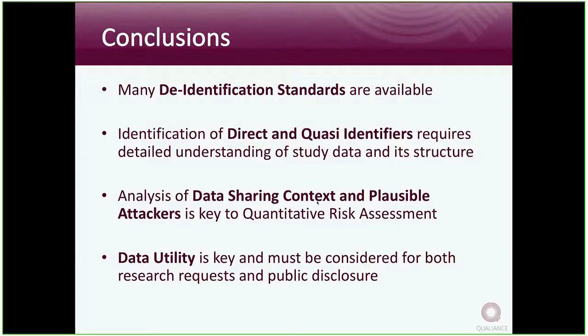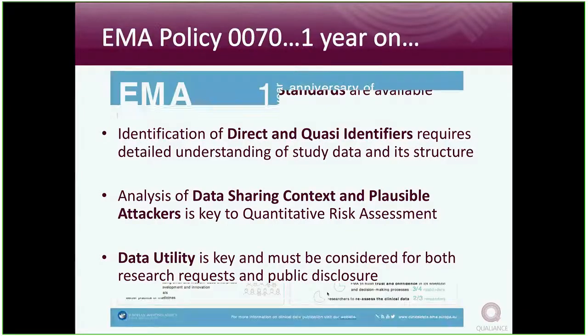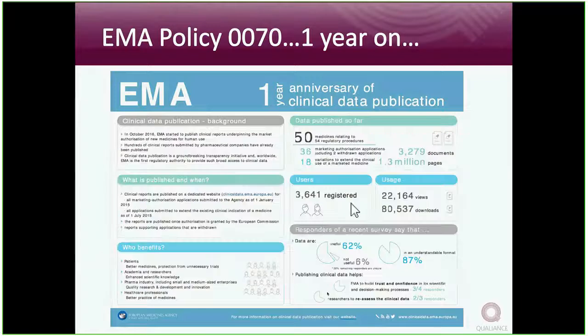And finally, data utility is key and must be considered for both research requests and public disclosure. For the second one, for public disclosure, I don't think it's been clearly defined so far. Companies do their best to provide data that is useful, but the concept of data utility in public disclosure hasn't been clearly defined. The EMA has just celebrated their 1 year into Policy 70.